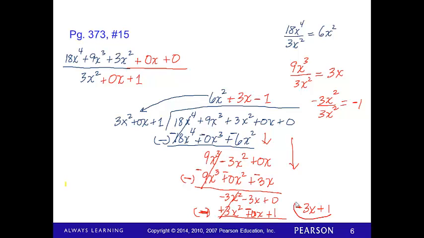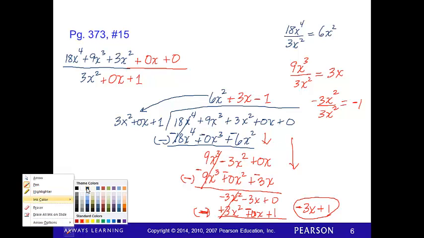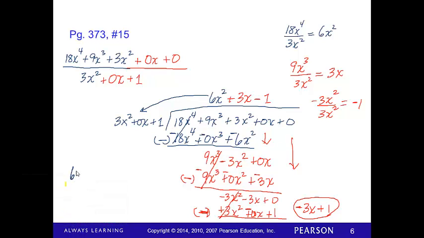So this time our remainder is 2 terms, negative 3x plus 1. So I'm going to run out of room, so let me rewrite the answer over here. So your final answer will be 6x squared plus 3x minus 1 plus negative 3x plus 1, all divided by the original divisor, which was 3x squared plus 1.